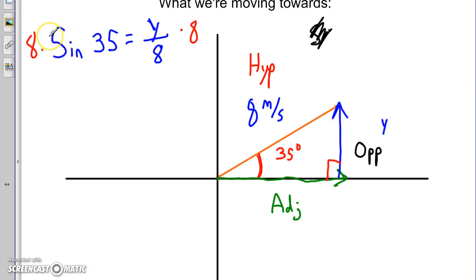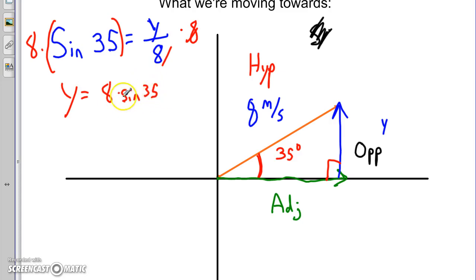Now make sure that you're multiplying 8 by the sine of 35. You cannot do 35 times 8 and then take sine. That will not work. Sine is a function. All right, so multiply both sides by 8. That means that this cancels, and I just have y left. Y is going to be equal to 8 times the sine of 35.